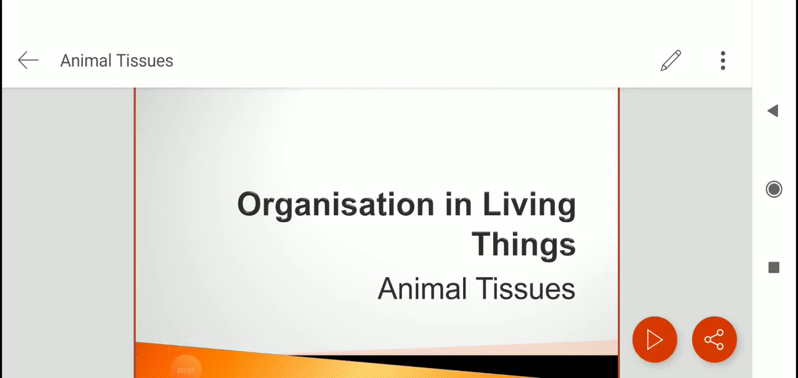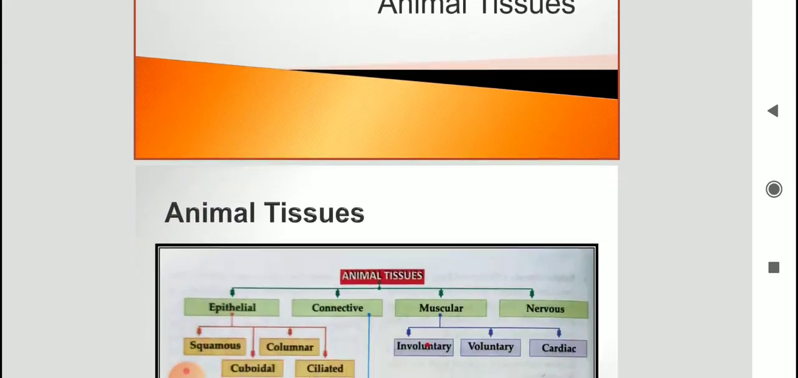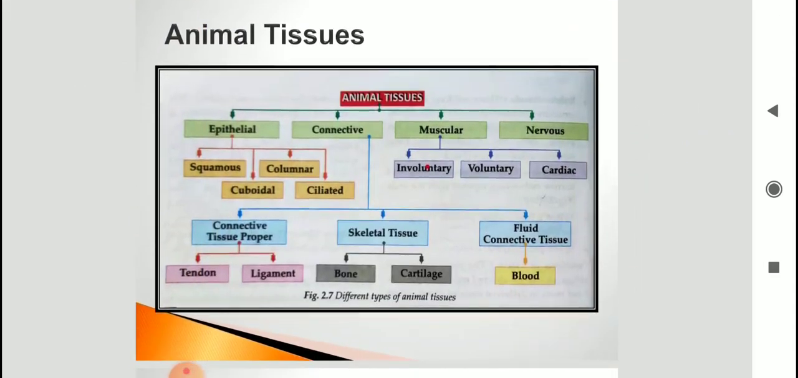Hello children. In the previous session we studied about different types of plant tissues. Now today we will study about animal tissues. Children, animal tissues can be broadly classified into four types: epithelial tissue, connective tissue, muscular tissue and nervous tissue. Now this classification I've taken from your textbook for your convenience. You can open your books to page number 20 and you will find this diagram.